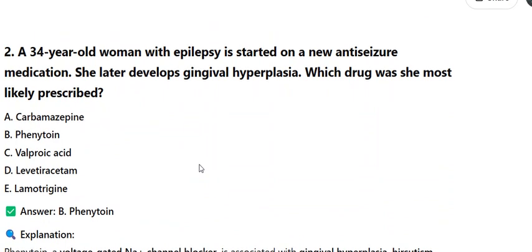2. A 34-year-old woman with epilepsy is started on a new anti-seizure medication. She later develops gingival hyperplasia. Which drug was she most likely prescribed? A. Carbamazepine. B. Phenytoin. C. Valproic acid. D. Levetiracetam. E. Lamotrigine.